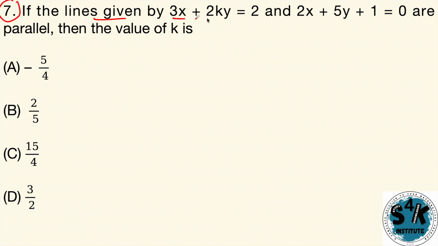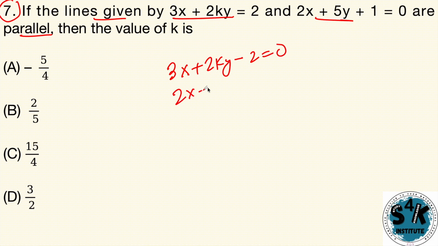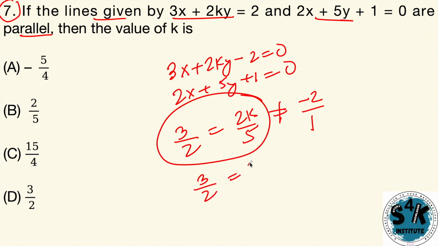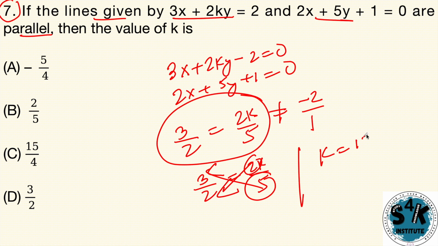If the lines given by these equations are parallel, it is not given that they are coincident, it is just given that they are parallel. So let's write this in standard form: 3x plus 2ky minus 2 is equal to 0, and 2x plus 5y plus 1 is equal to 0. So the ratio will be 3 over 2 is equal to 2k over 5, not equal to minus 2 over 1. Let's compare these two. 3 over 2 is equal to 2k over 5. So multiply by 5 here and divide by 2 here. So the value of k will be 15 over 4. Okay, so the answer is C.